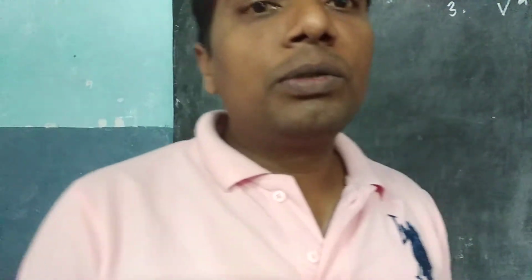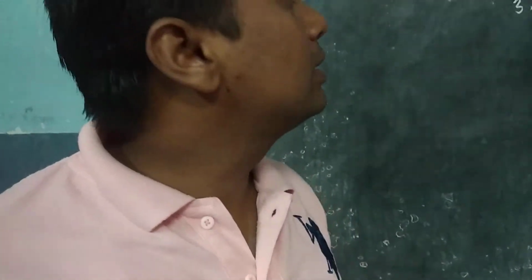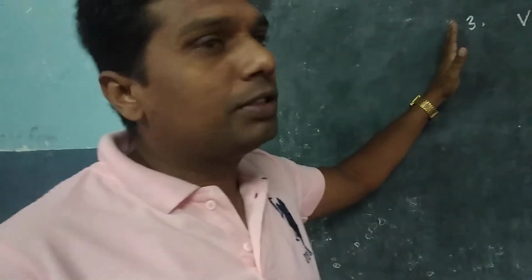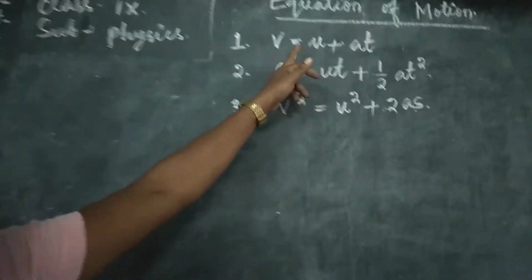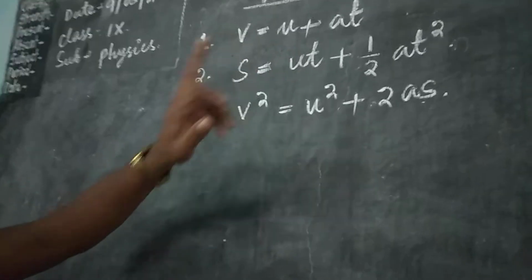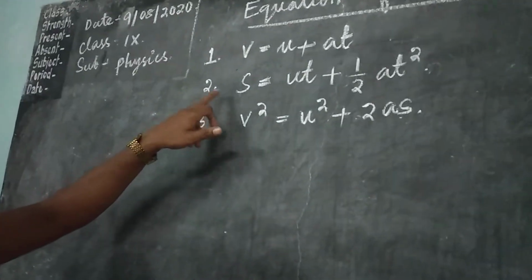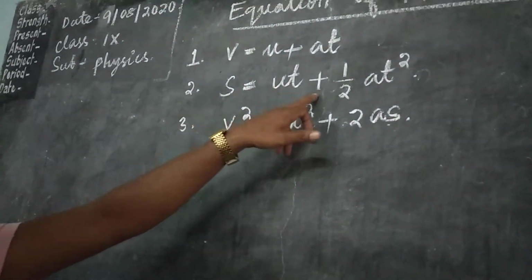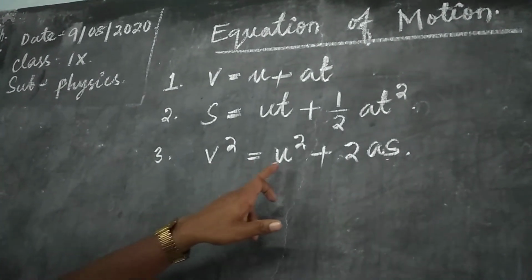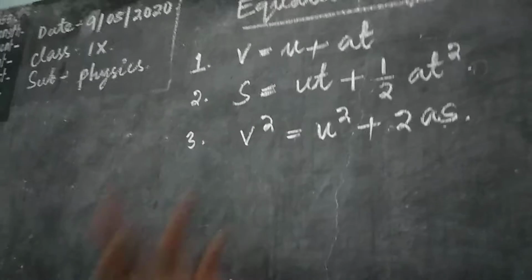Now today we are going to discuss class 9 physics, that is equations of motion. So there are three equations. One is v equals u plus at, that is the first equation of motion. The second one is s equals ut plus half at squared. And the third one is v squared equals u squared plus 2as.